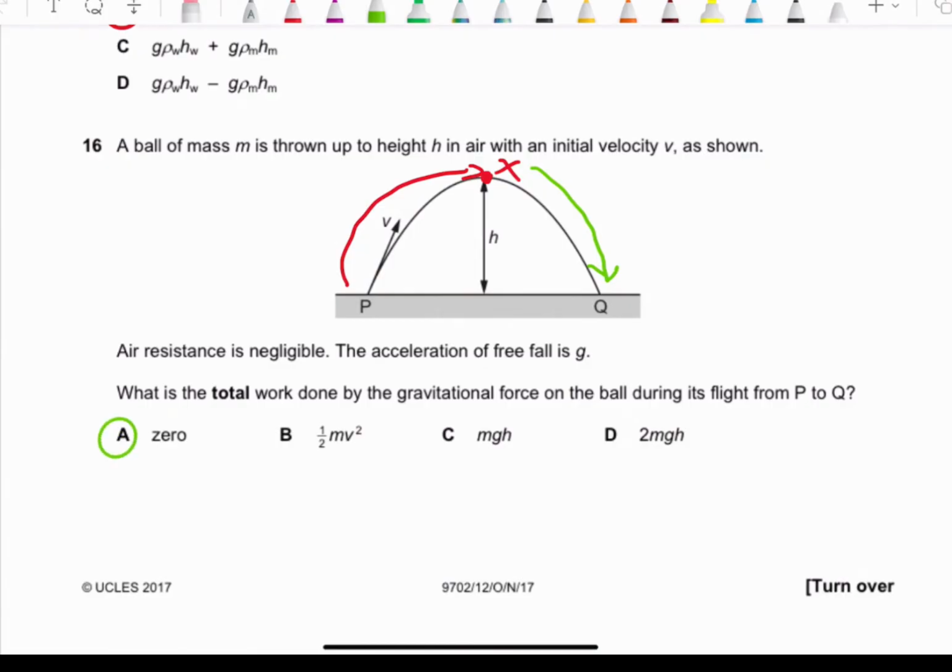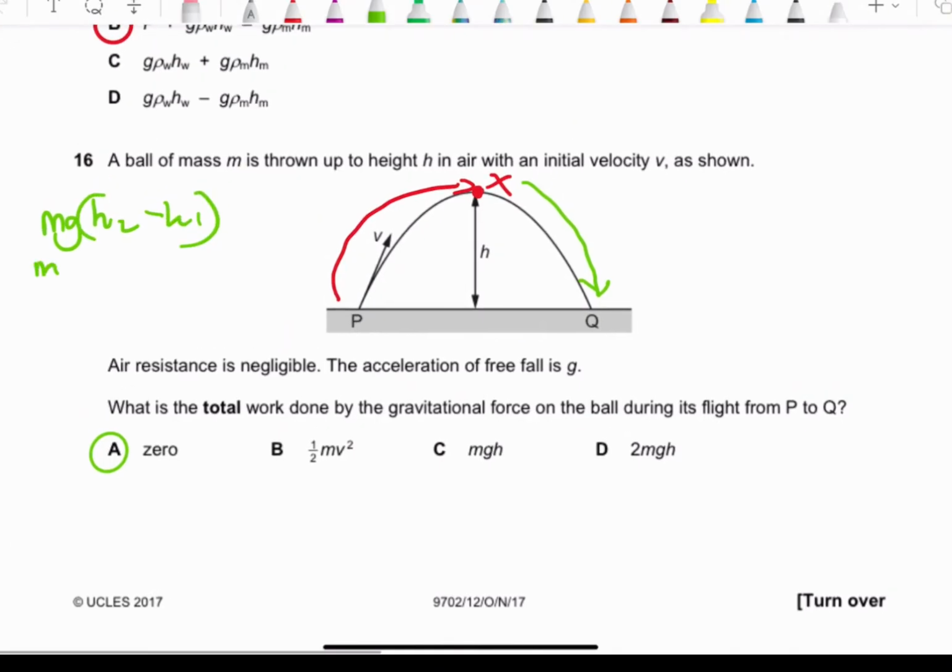Because comparing P and Q, has it risen actually from the ground? It has not. Has the gravitational force done any work? Honestly, it has not. Because going up was mgh, going down you've lost mgh, so the final will be 0. So it's actually mg times (h2 minus h1). What is h2? h2 is 0. Initially your height is 0, and your final height will therefore be 0. So your change in GPE is just going to be 0.